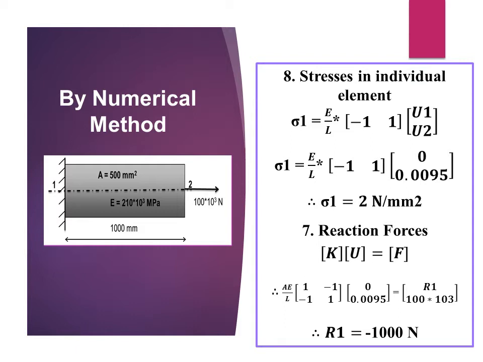So by putting in all the values of E and L, you will get sigma 1 is equal to 2 Newton per mm square, which represents the stress acting on the first element.